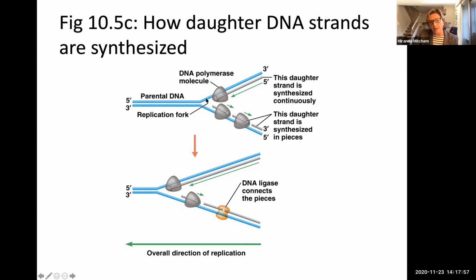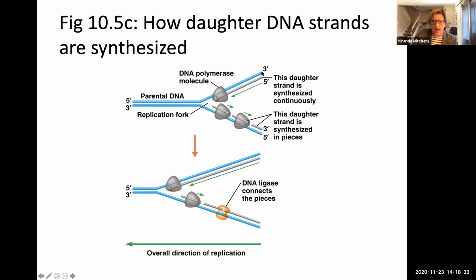So one strand is quicker than the other. DNA ligase, let's break down that name. The -ase tells us it's an enzyme that ligates, that means to sew or to stitch DNA. So it takes these pieces and stitches them together to make one continuous piece of DNA. So the overall direction of replication of the daughter strands in this example is starting here and going this way.